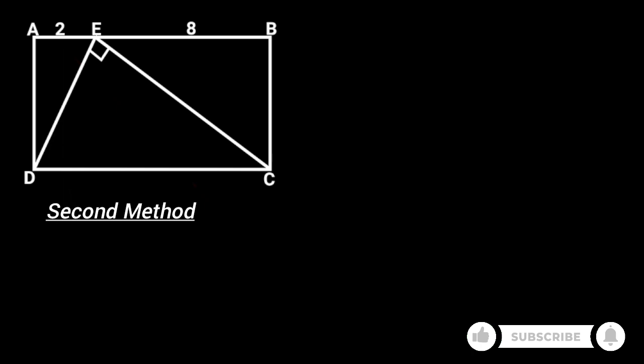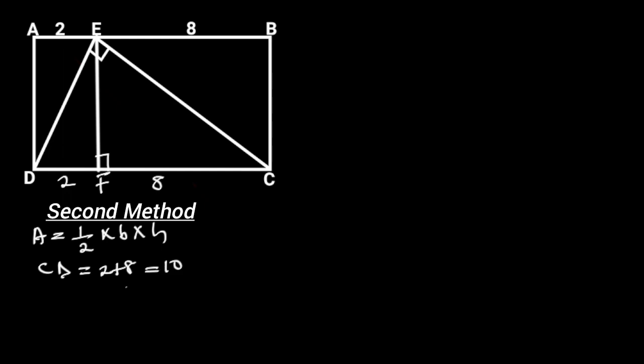Second method. To solve this problem, first let's draw a perpendicular line from E to line CD. Let this point be F. Observe that DF is equal to 2. And CF is equal to 8. Next, let's recall that the area of a triangle is equal to 1 over 2 times base times height. The base of the triangle CD is 2 plus 8, which is equal to 10.